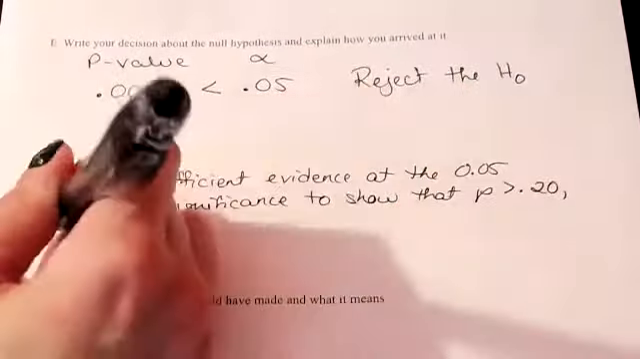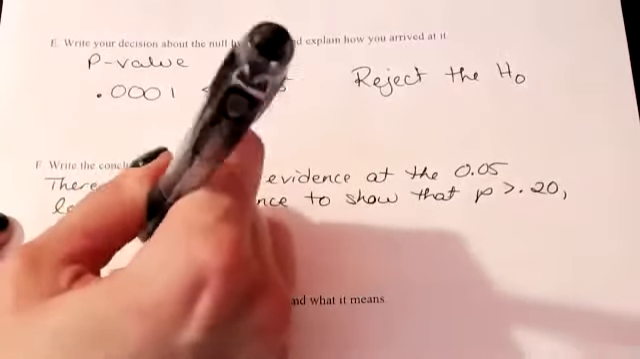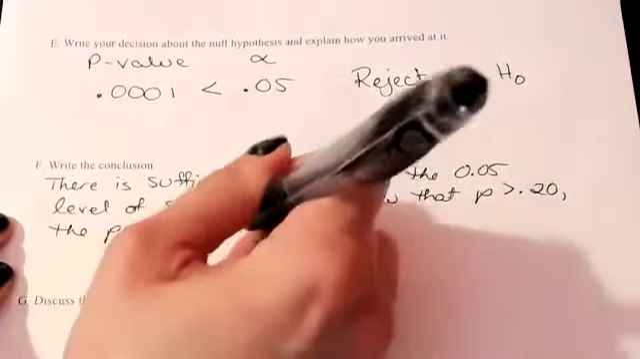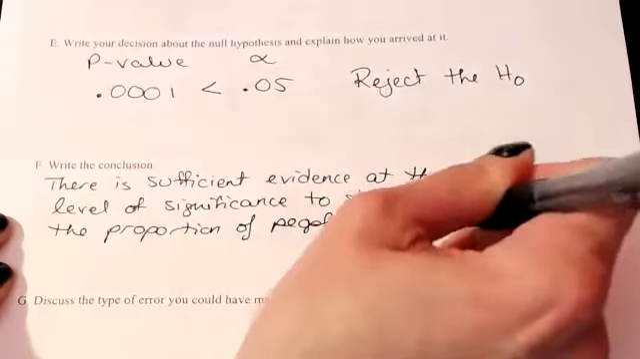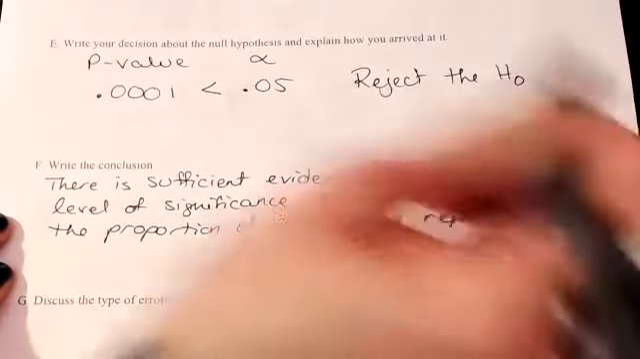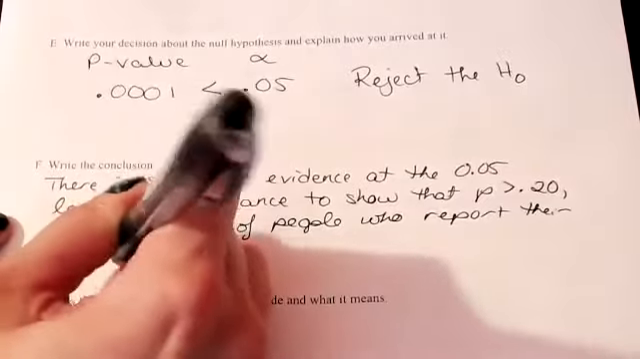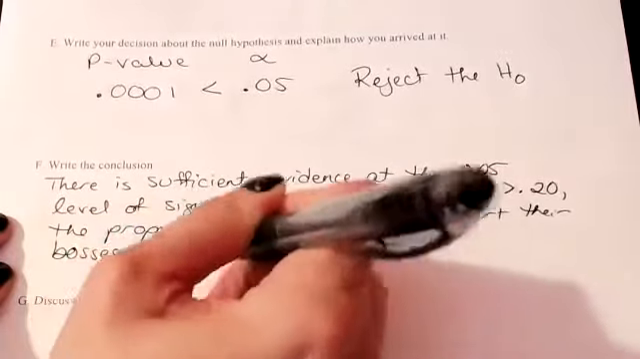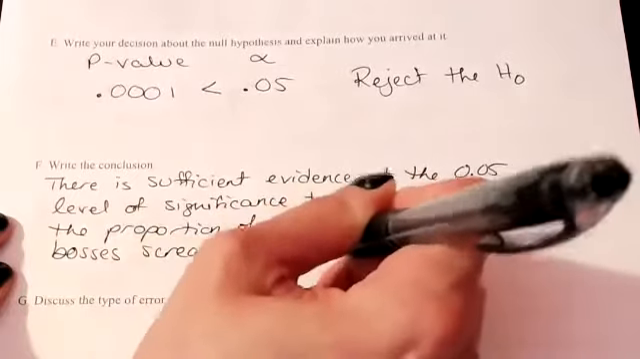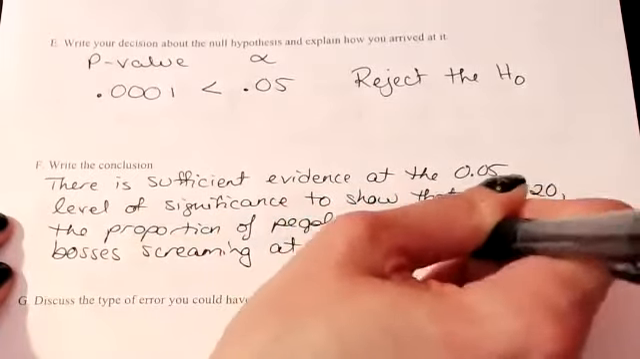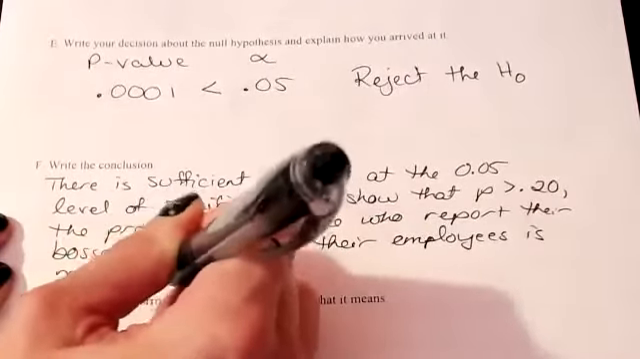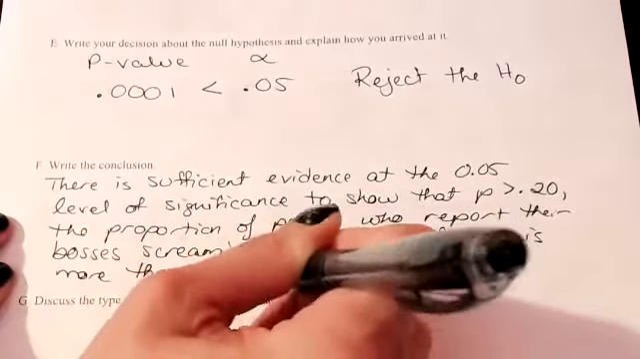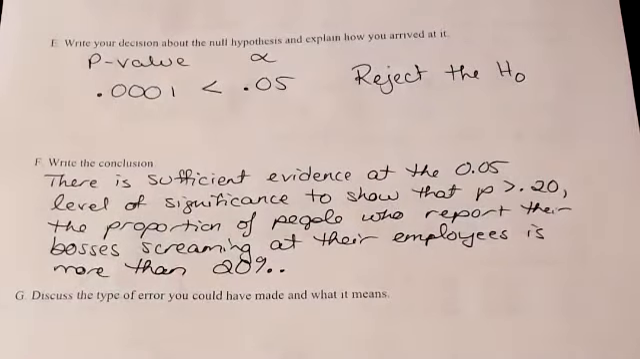And then we can say the proportion of people who report their bosses screaming at their employees is more than, and we could say 20%, we could say 0.20, whatever you would like. Either will totally work. So it's more than 20%.